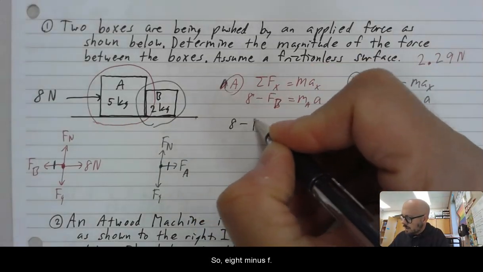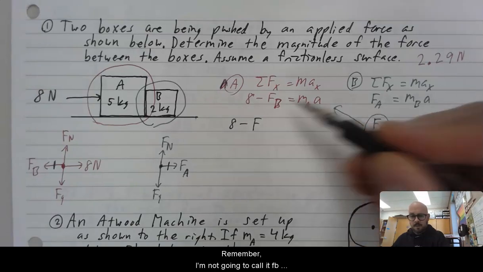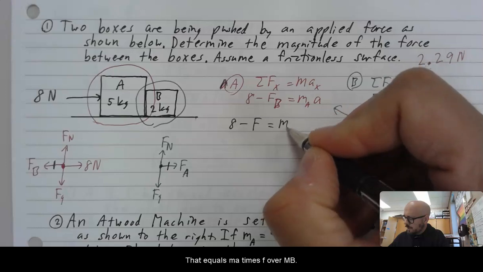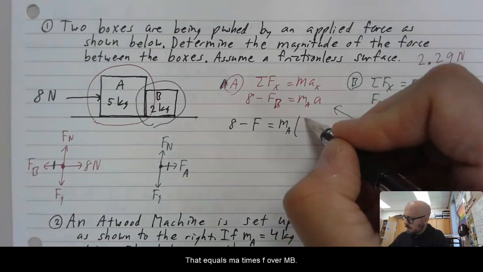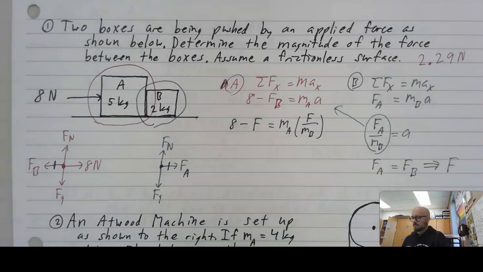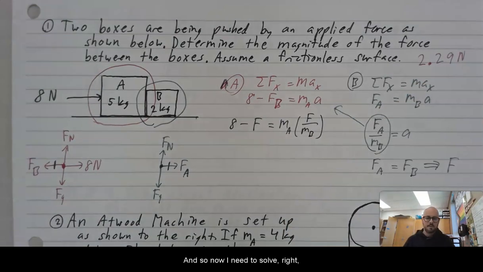So 8 minus F. Remember, I'm not going to call it FB anymore because it's the same as FA. I'm just going to call it F. That equals MA times F over MB. And so now I need to solve, right?